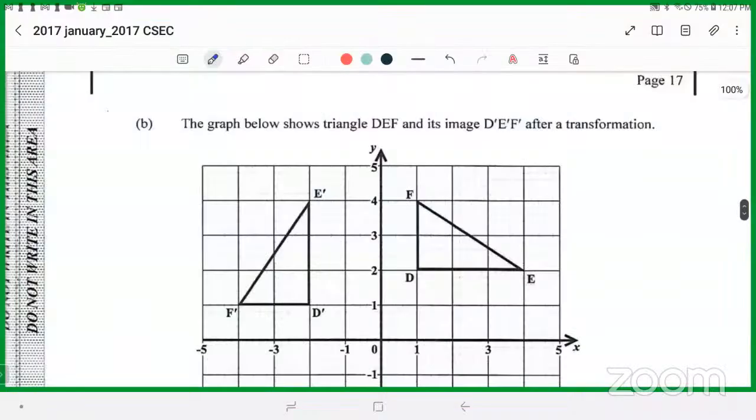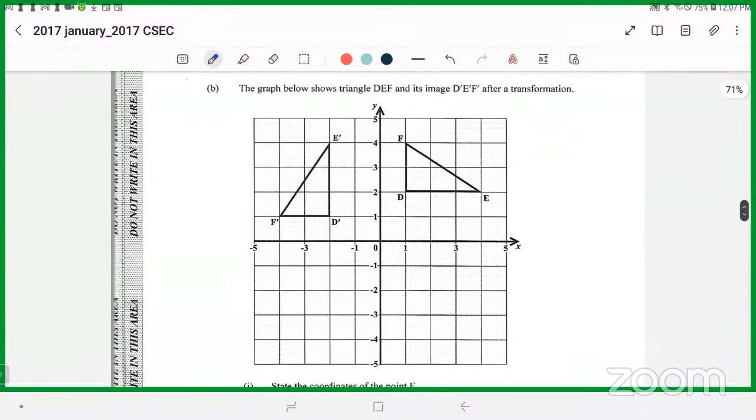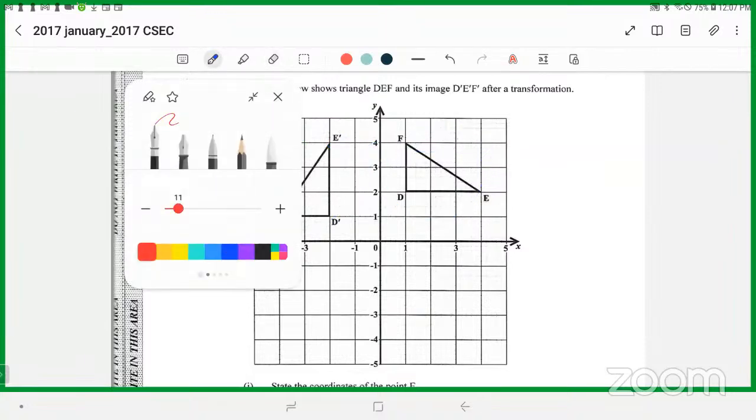This now is a transformation question. It says the diagram below shows triangle DEF and D prime, E prime, F prime after transformation. So the transformation is from this one to this one. Let's figure out what is happening before we start.